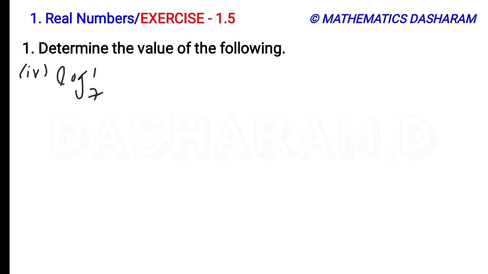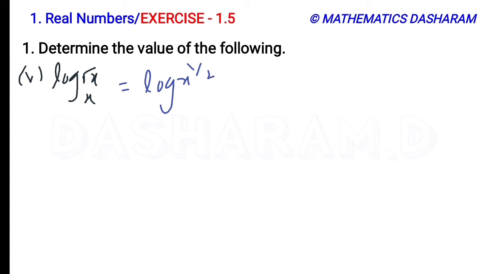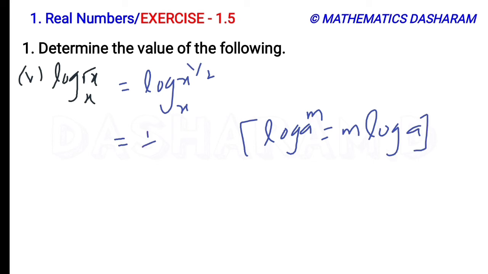Fourth question, log 1 base 7. We know very well its answer is 0, because the logarithm of 1 with any base is always 0. Fifth question, log root x base x. Root x in exponential form is x to the power of 1 by 2, base x. The formula for log a to the power of m is m into log a. So 1 by 2 into log x base x, but log x base x is 1. So 1 by 2 into 1 is 1 by 2.